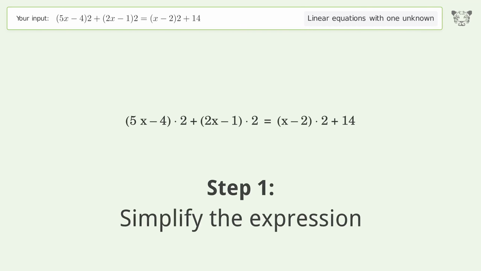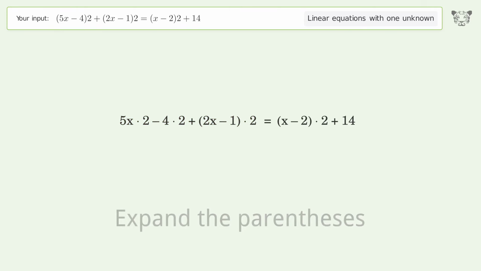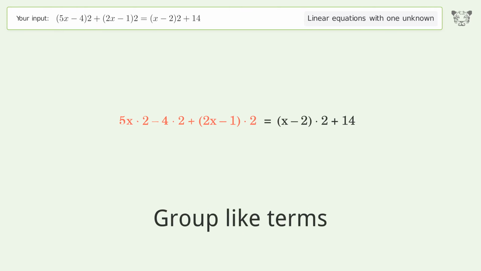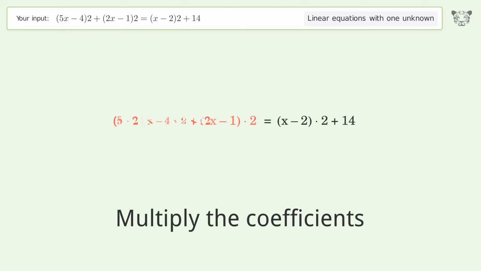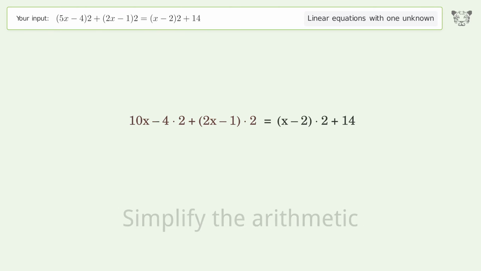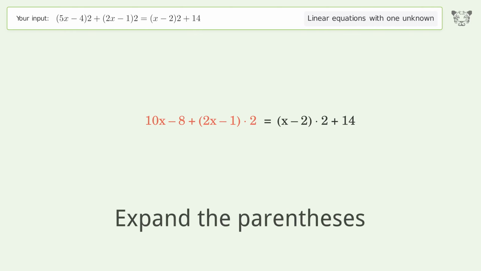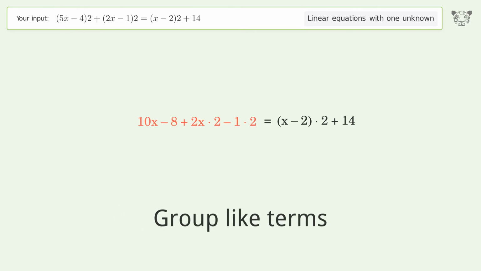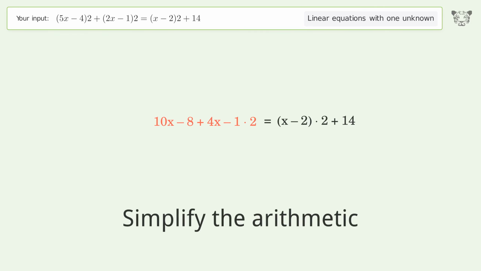Simplify the expression. Expand the parentheses. Group like terms. Multiply the coefficients. Simplify the arithmetic. Expand the parentheses. Group like terms. Multiply the coefficients. Simplify the arithmetic.